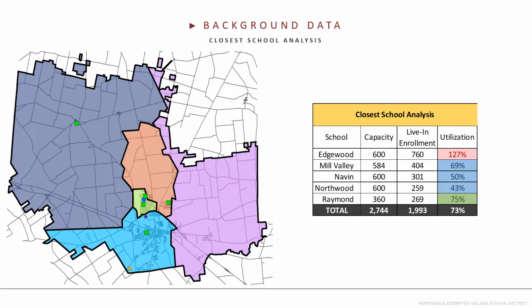The map on this slide illustrates what the boundaries would look like if every student attended their geographically closest school. As you can see in the chart, this is not an option, as there is a great disparity in utilization among the buildings. Edgewood would be utilized at 127%, while Northwood would be utilized at 43%.